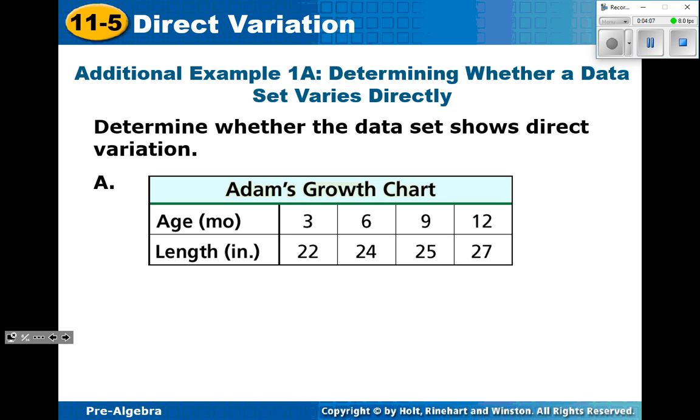If I had not figured out already that this does not represent direct variation, here's what I could do. We could take this number, we're going to call that y, and this x, and divide one by the other. So I'm going to do 22 divided by 3, and that equals 7.3 continuing. And then I'm going to do 24 divided by 6, and I know that's 4. And then I already have 2 that don't match. If they don't match, then the situation does not represent direct variation.